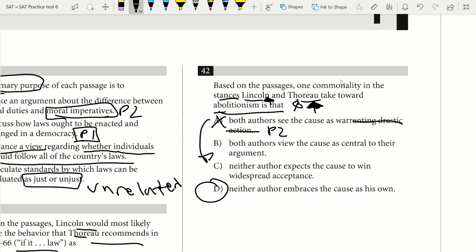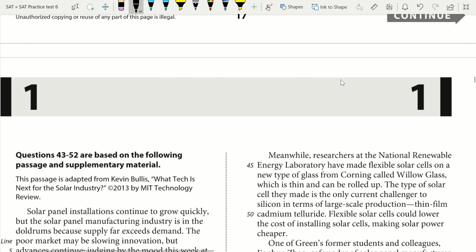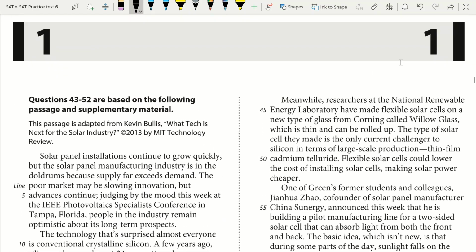B, both authors view the cause as central. Neither one uses it as a central part of their argument. Neither one does. C, neither author expects the cause to win widespread acceptance. We never really talk about if either passage or either author expects it to have widespread acceptance, so C is incorrect as well. All right, let's go ahead and move to passage 5, last passage in this SAT practice test.